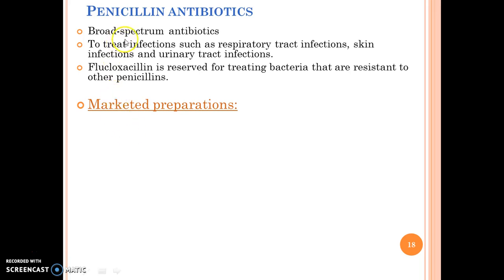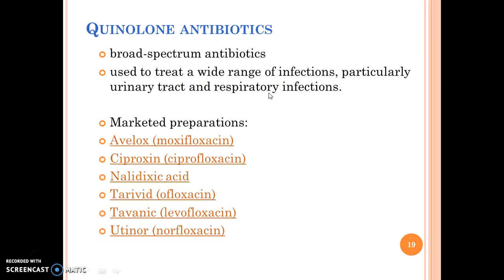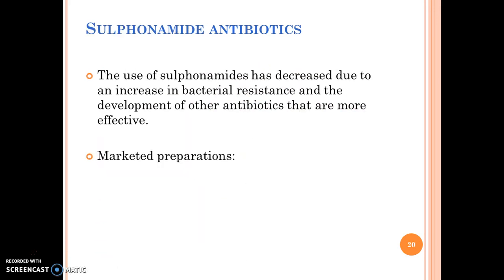Penicillin antibiotics are broad spectrum antibiotics to treat infections such as respiratory tract infections, skin infections, urinary tract infections. Flucloxacillin is reserved for treating bacteria that are resistant to other penicillins, and these are the marketed preparations. Quinolone antibiotics are broad spectrum antibiotics used to treat a wide range of infections, UTI, and respiratory infections, and these are the marketed preparations of quinolones. The next, sulfonamide antibiotics.